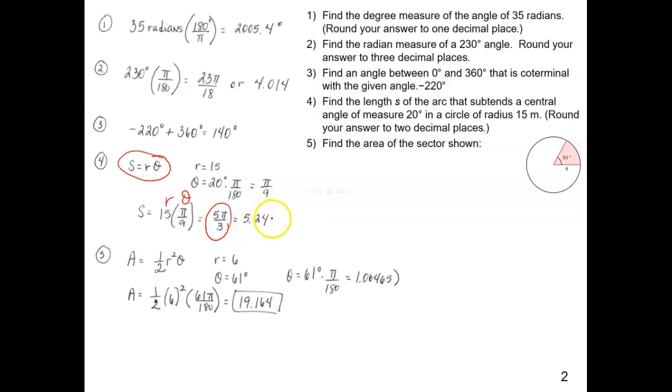And so this answer, if it specifies rounding to a particular number of decimal places, then you could give this answer. So this would be the exact answer. This would be an approximation.